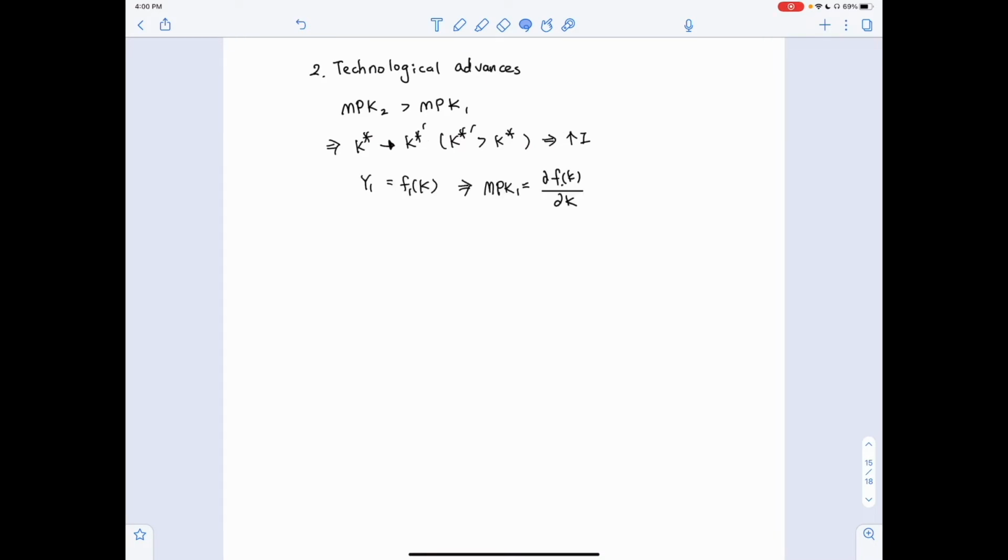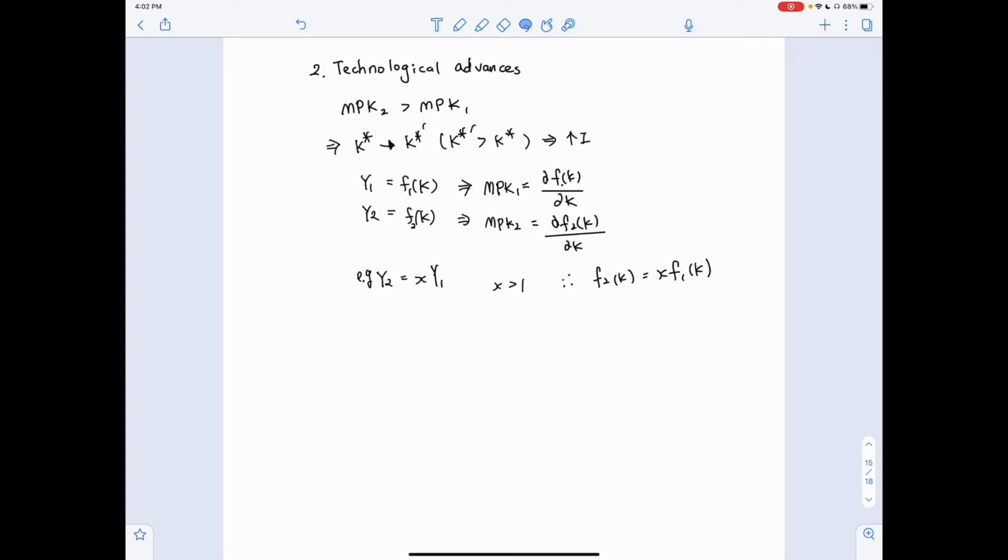To begin with, when we're facing the old technology, we have a marginal product of the capital for the old technology. Once we have the new technology, F2K, we are going to have a new marginal product of the capital for the new technology. So we can have an example telling us that the new output based on the new technology will produce goods that are X times the number of goods produced by the old technology.